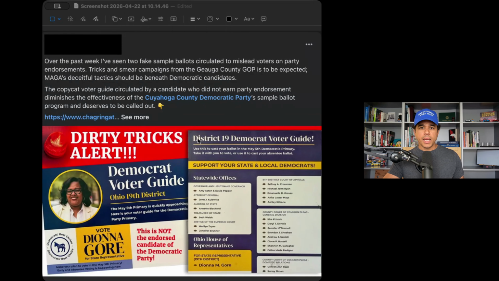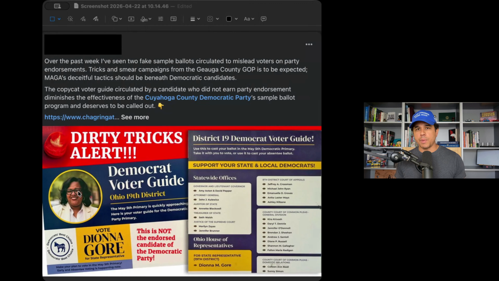There was a statement that came out the other day, and I was just like, why don't you just say the quiet thing out loud, right? And this is what it says. It says, over the past week, I've been seeing 2 fake sample ballots circulated to mislead voters on party endorsements. Tricks and smear campaigns from the Geauga County GOP is to be expected. MAGA deceitful tactics should be beneath Democratic candidates.